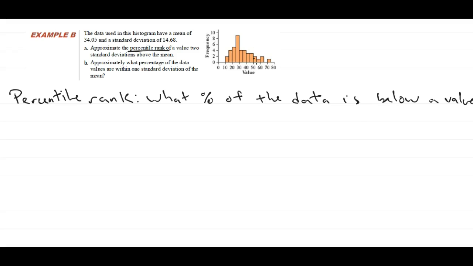Approximate the percentile rank of a value 2 standard deviations above the mean. All right, so let's do part A. Two standard deviations above the mean means we're going to take 34.05 and add 2 standard deviations, which are 14.68. So let's quickly calculate that.